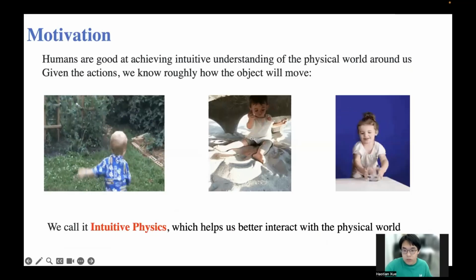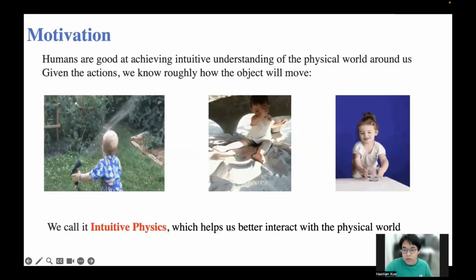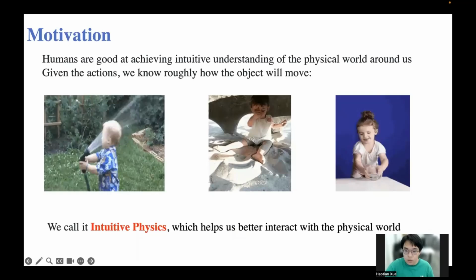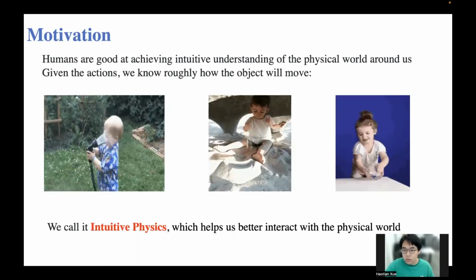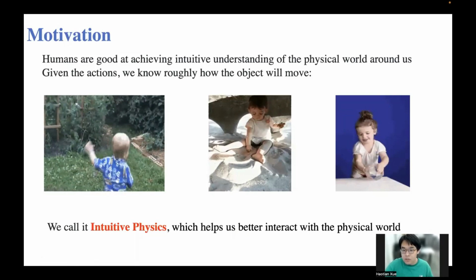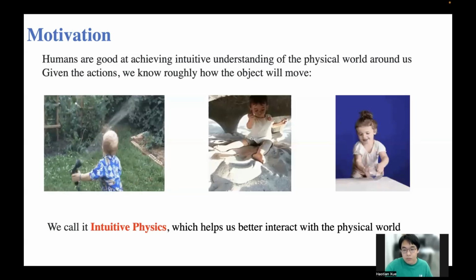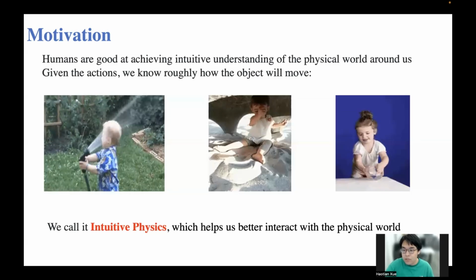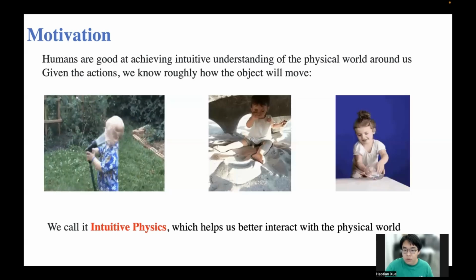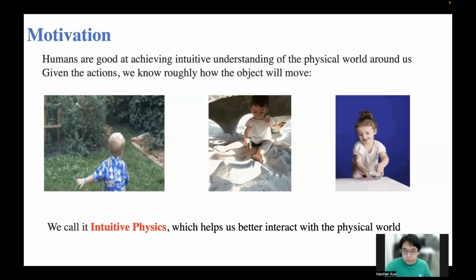Humans have strong intuitions about how a scene can evolve over time under given actions. We also call this intuitive physics, which is a critical ability that allows us to make effective plans to manipulate the scene to achieve desired outcomes without relying on extensive trial and error.